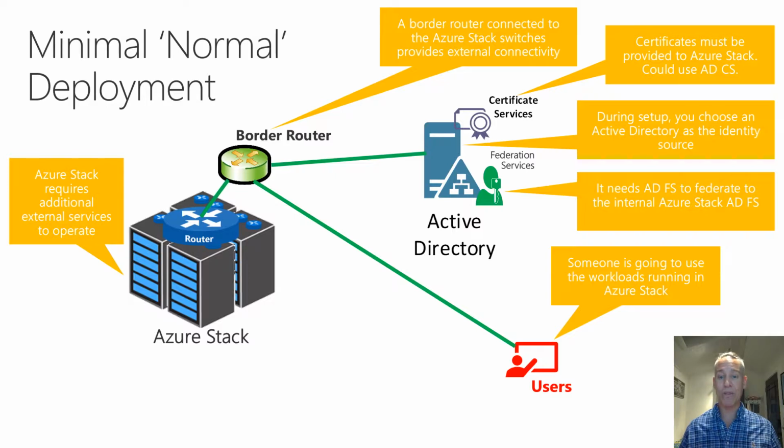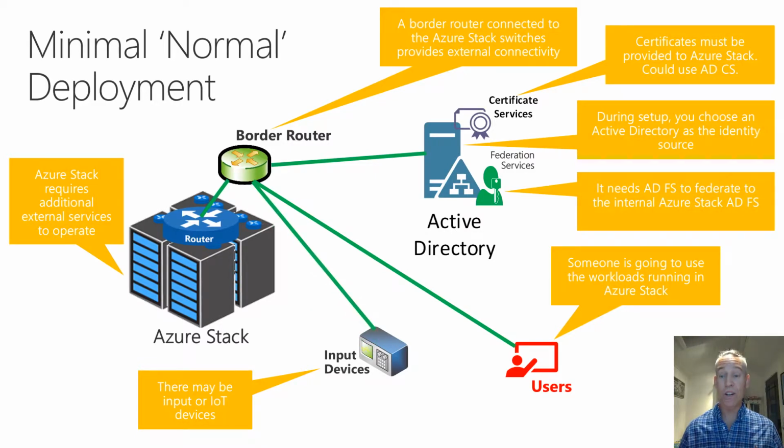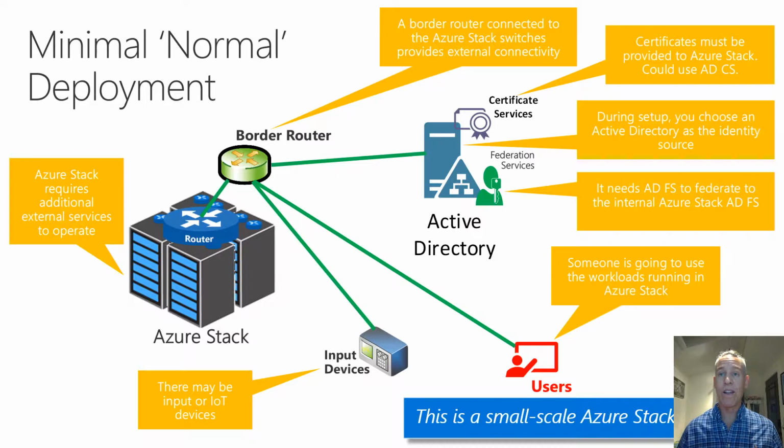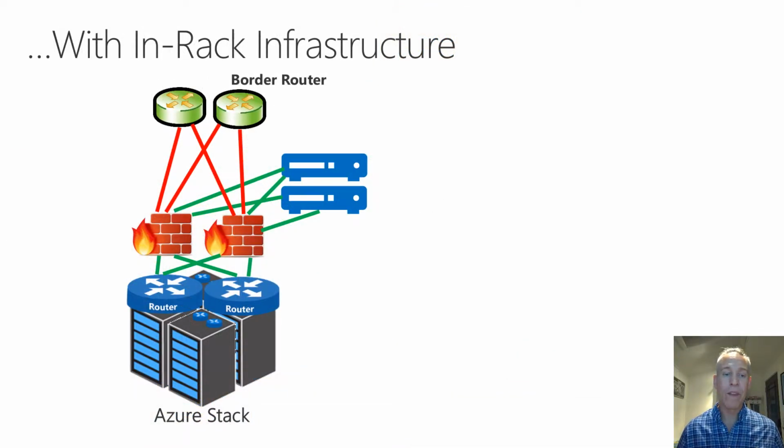So they'll be sat out there on your larger network, connecting up to Azure Stack through the border router. If you're connecting to devices like IoT devices, they'll be sat out there near where the users would normally sit. So this is a good example of a small scale Azure Stack topology. This is sort of the minimal set of things that you would want to connect. Normal scenario. Now, some of the OEM vendors understand this model.